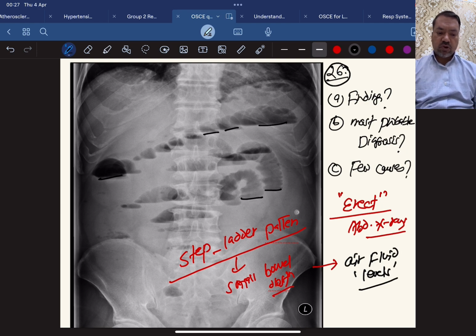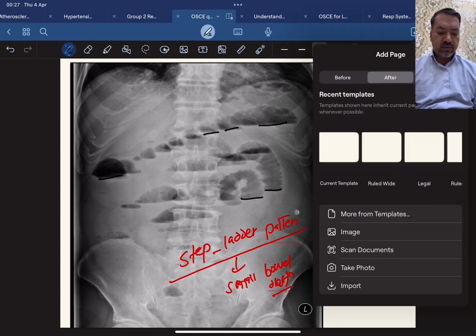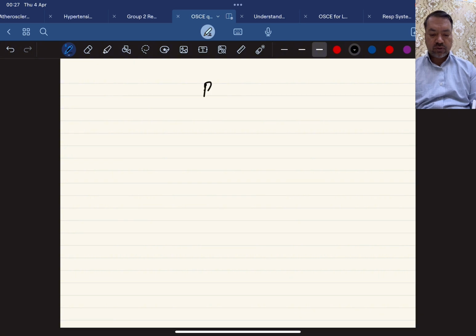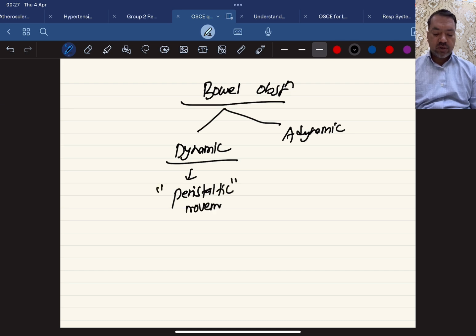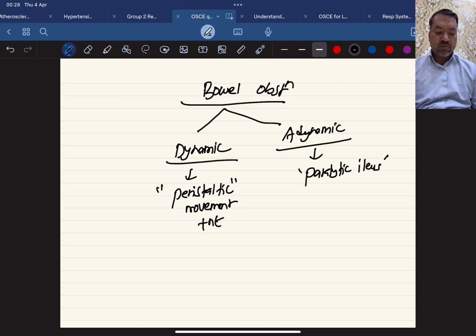Now a little bit more knowledge. Actually there are two types of bowel obstruction. Bowel obstruction is roughly classified under two headings. One is called dynamic, another is called adynamic. Dynamic means there is active peristaltic movement still present. But adynamic, also known as paralytic ileus, has no peristaltic movement.